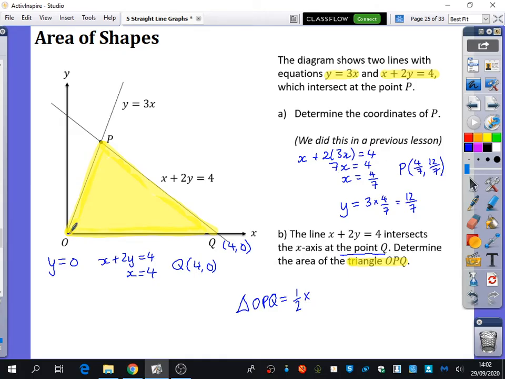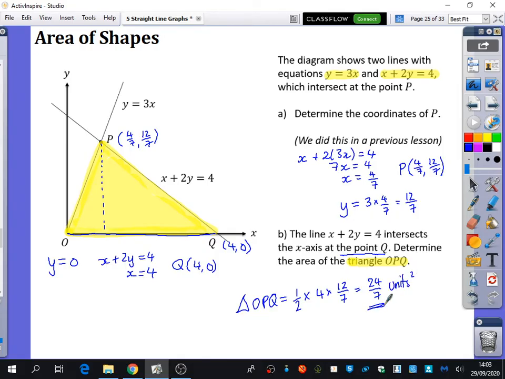4. Good. The distance from here to here is 4. And the height of the triangle? 12 over 7. The P coordinate is 4 over 7, 12 over 7, which means it's 4 over 7 to the right and 12 over 7 up. So 12 over 7 is the height of the triangle. So you've got a half times 4 times 12 over 7. So a half of 4 is 2. 2 times 12 over 7 is 24 over 7 units squared.